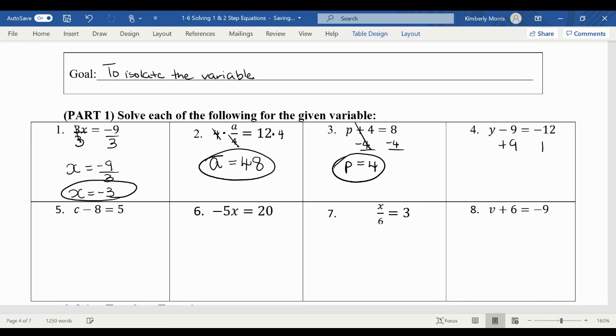And then lastly, number 4, if I'm solving for y, inverse operations, I'm just going to add 9 to both sides. And I'm left with y is equal to, these are like terms, negative 12 plus 9. That will leave me with negative 3.